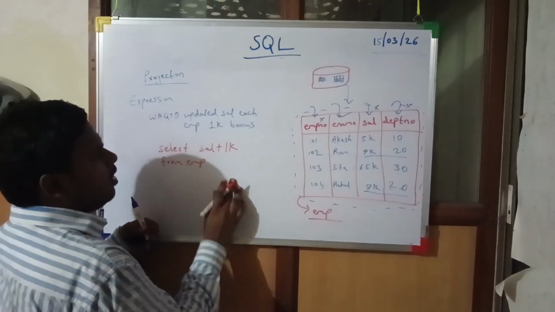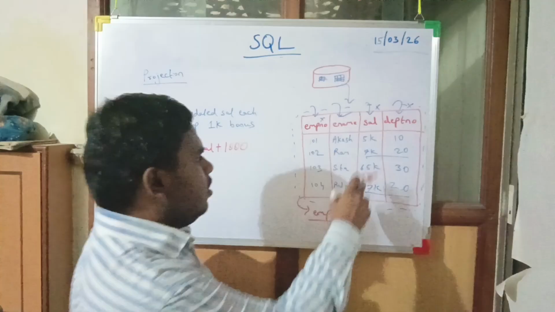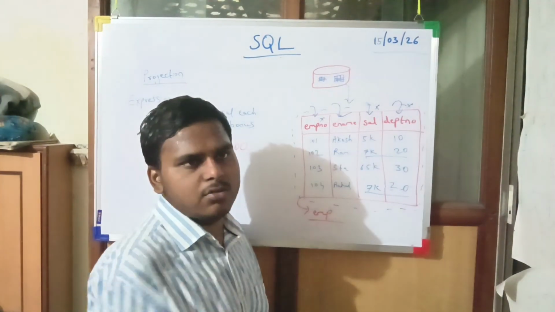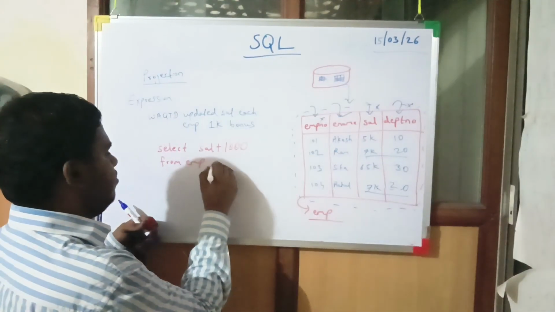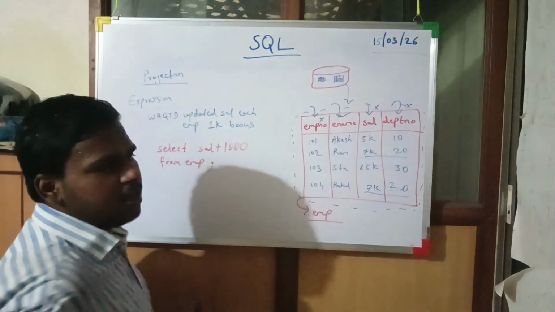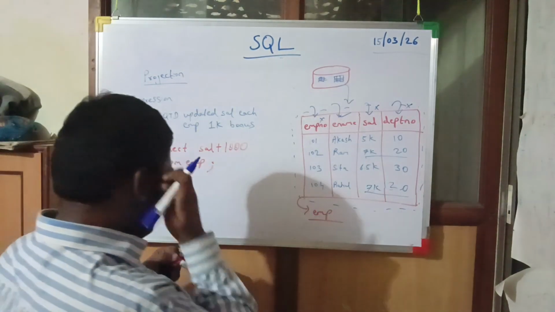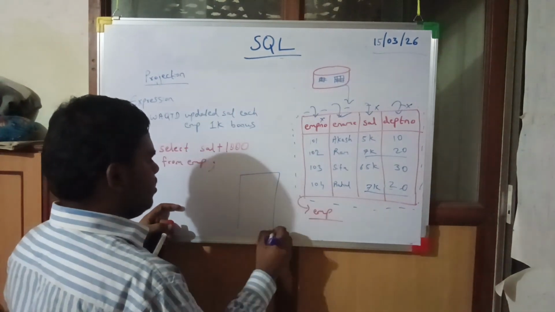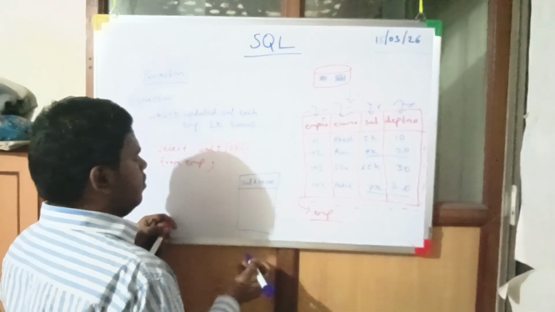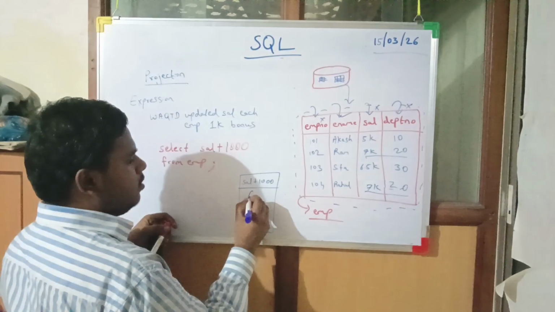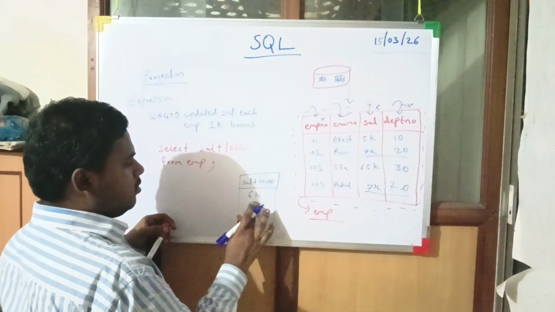Don't write 1k. In the query you have to write 1,000. The compiler will not understand 1k. I am writing K in short to reduce the space. You have to write like this: sal plus 1,000 from EMP. Some intelligent kids will write 1k only. So how will the output look? It will look like this: sal plus 1,000. 5,000 plus 1,000, 6,000, 7,000, 7.5k. Sorry, 7,000, not 8,000.